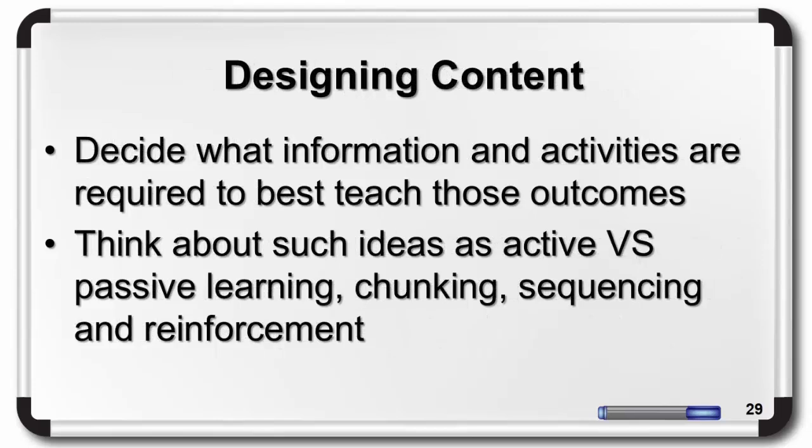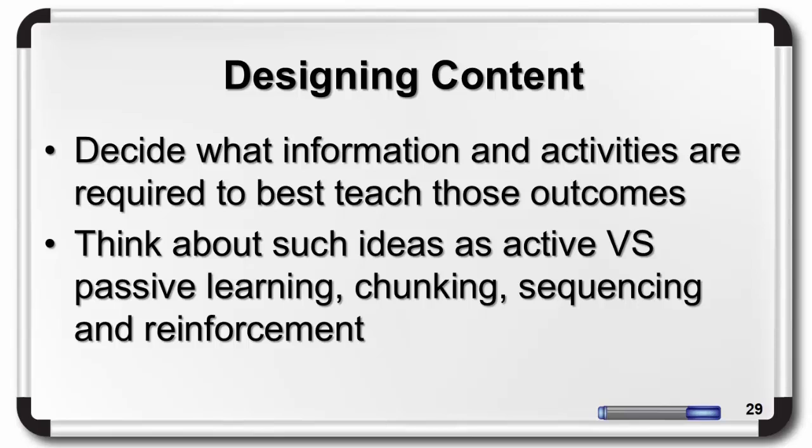Once you have outcomes and assessments defined, you can start to make decisions about the content of the training. This includes what information is included and what activities will help the participants actively learn this information. Based on your prior analysis and design, you should already have a prioritized list of desired skills and knowledge for the participants, as well as their associated learning outcomes. You now need to decide what information and activities are required to best teach those outcomes.